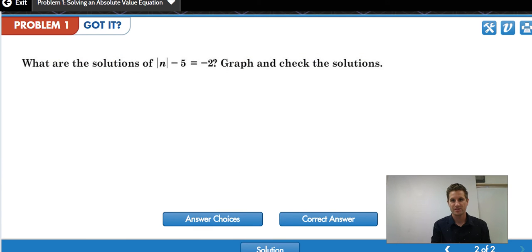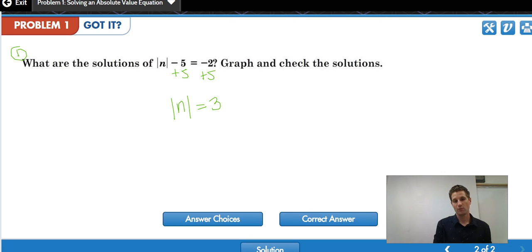Okay, so here's our first example. We want to get the absolute value part by itself first. This is example 1. So to get rid of that 5, I'm going to add 5 over. And we're going to get the absolute value of n equals 3. Now, this number always has to be positive because absolute value is going to come out positive. So if it was negative, we'd have no solution.